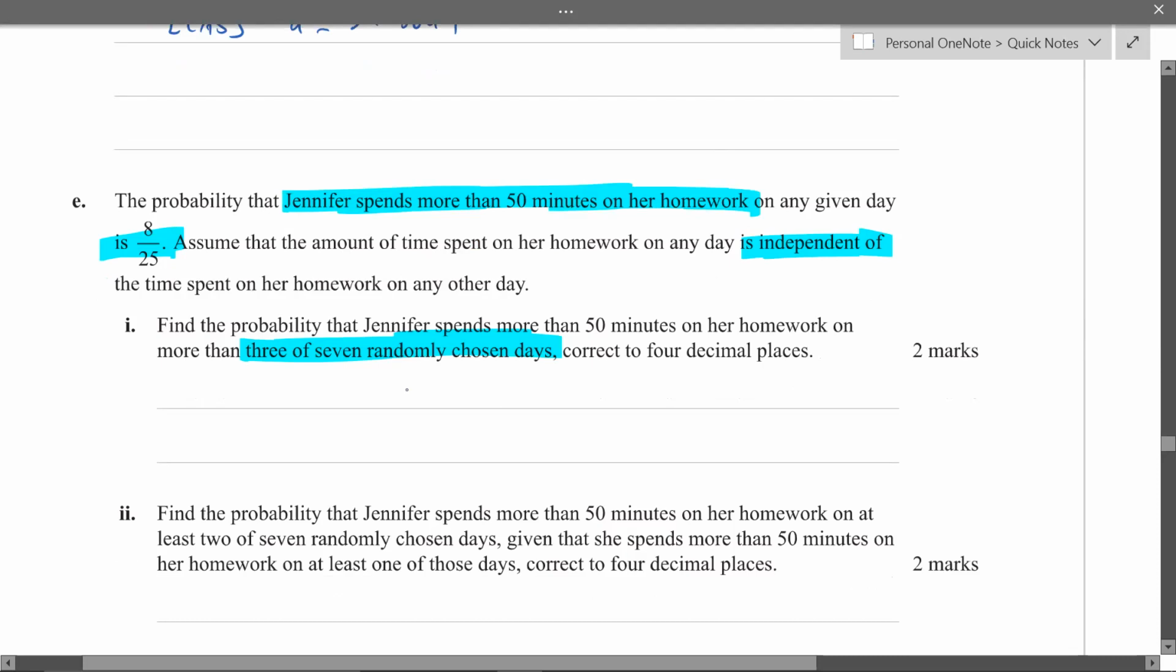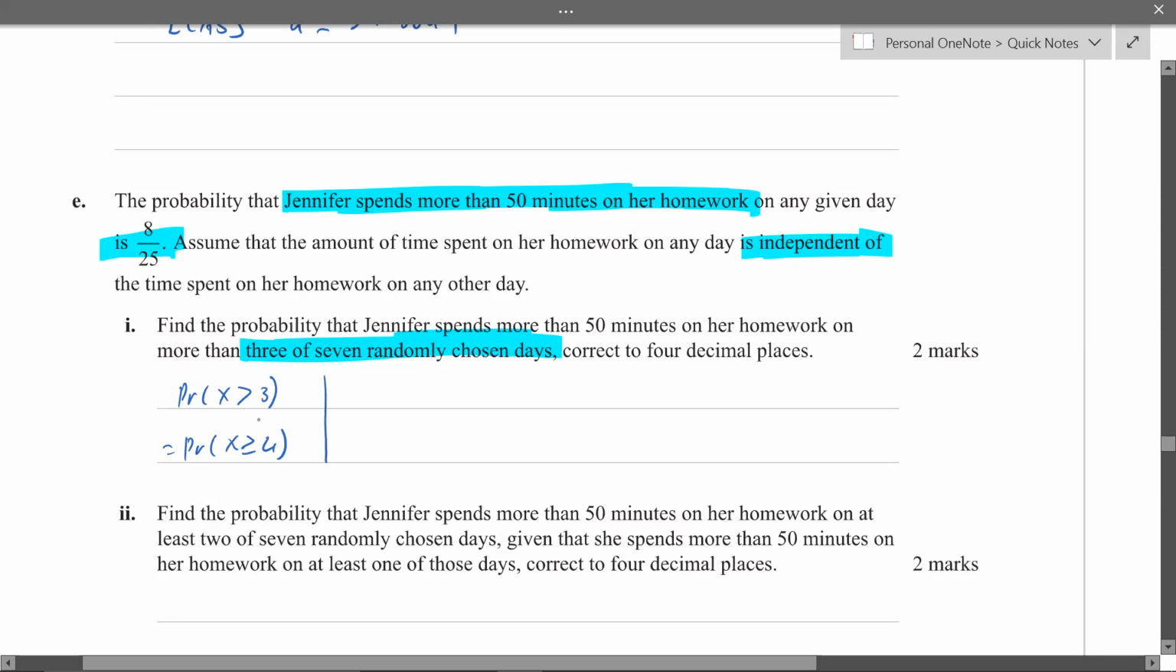If it's more than 3 of 7 randomly chosen days, the probability that we want is x greater than 3. But like I said in the previous exam that we did last week, if you have equality, you want it to be greater than or equal to, so you don't accidentally put 3 as your lower boundary, because that would be wrong. So this is equal to x greater than or equal to 4.